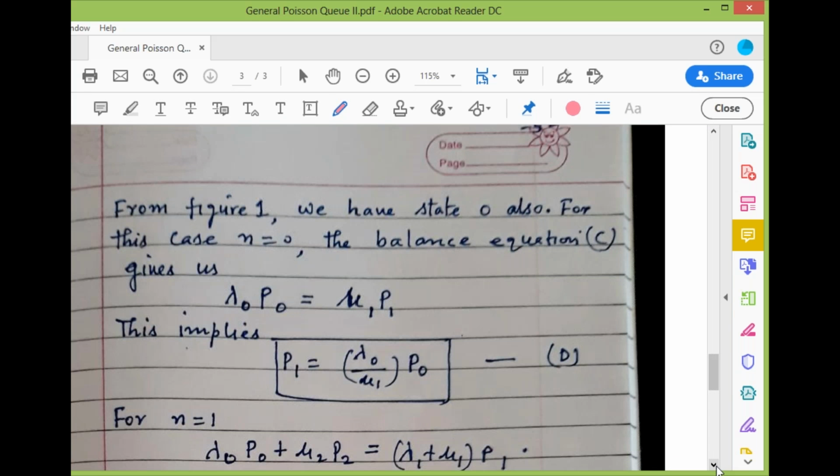Now, from figure 1 we have state 0. We have started from 0, therefore we are going to discuss this very case for n equal to 0. This is possible because we have considered n equal to 0 in the figure. You cannot have an objection about this. So the balance equation gives us lambda naught P naught equal to mu1 P1.